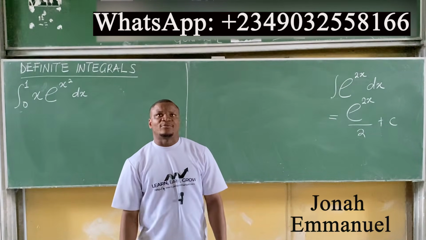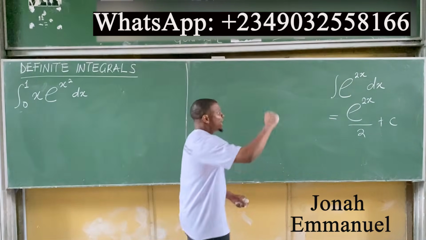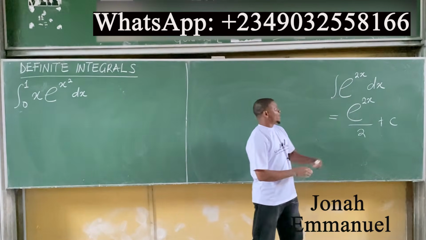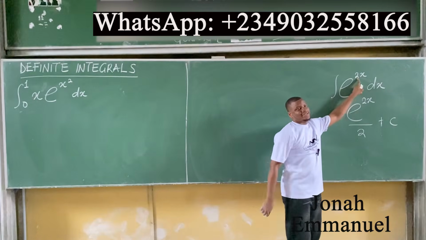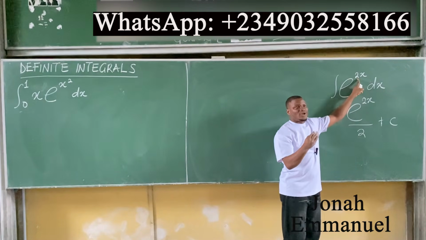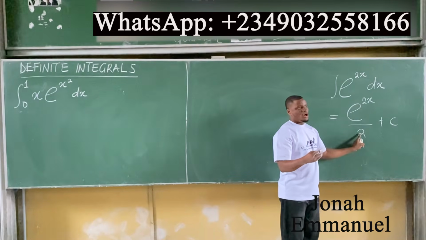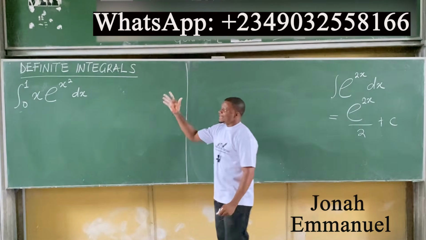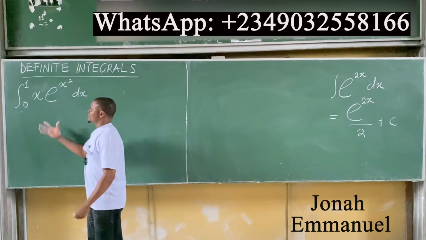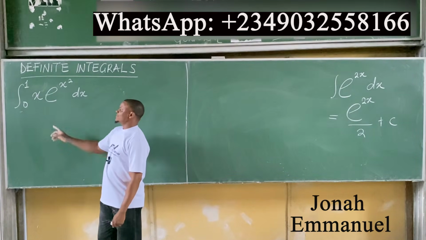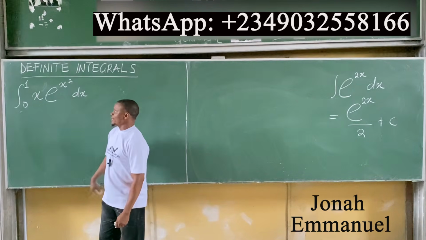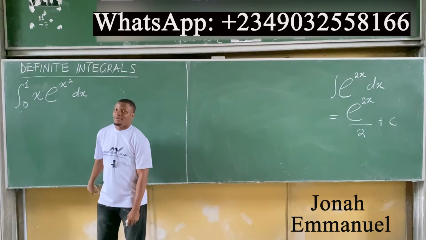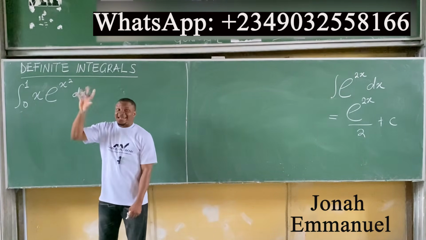So when it comes to exponential integration, the task is simple. Pick up the power there, differentiate it. The value you get becomes the denominator, plus c, your constant of integration. Looking at this, the first thing I will do is to inspect. I'm seeing an exponential term. The question will be, if I differentiate this part here, will I have an x there?